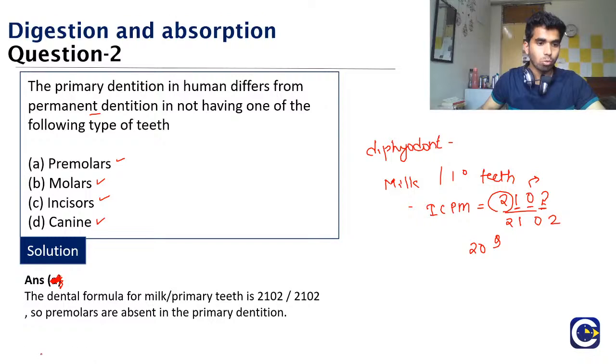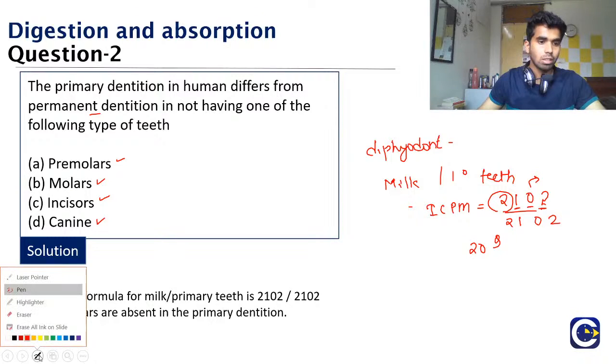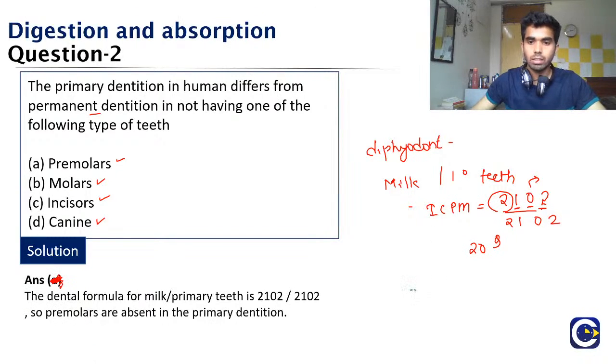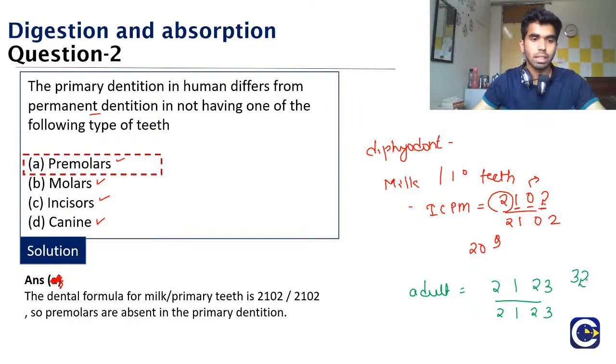And the dental formula for adults, it is 2123 upon 2123. So the total number of teeth, it is 32. Now moving on to the next question. So the correct answer is A, that is premolars.